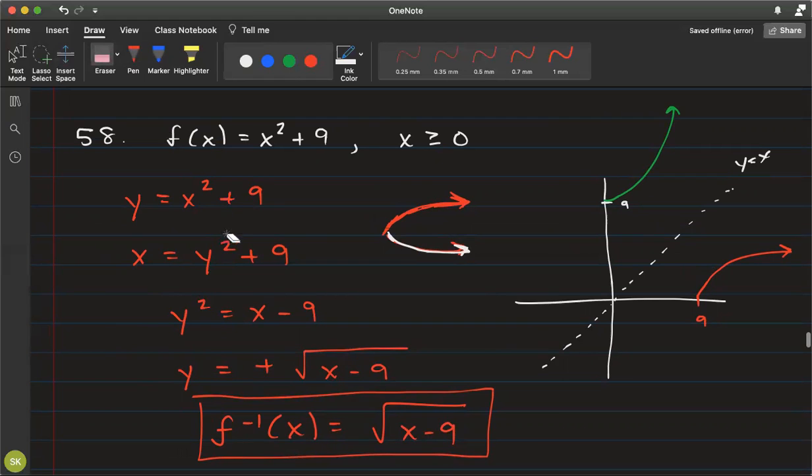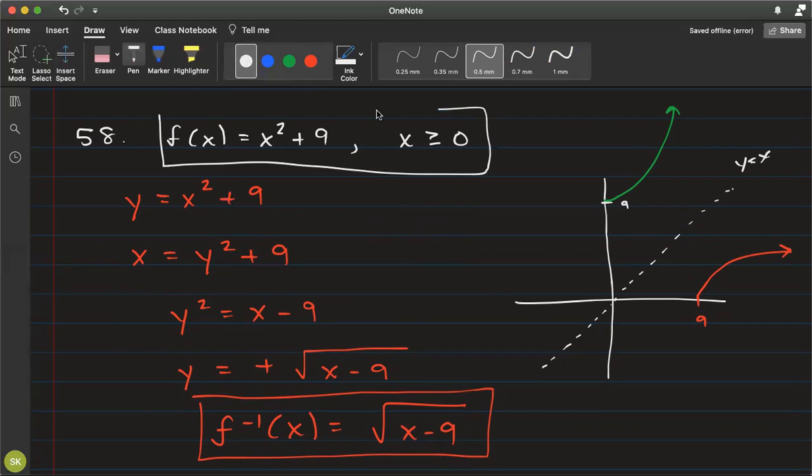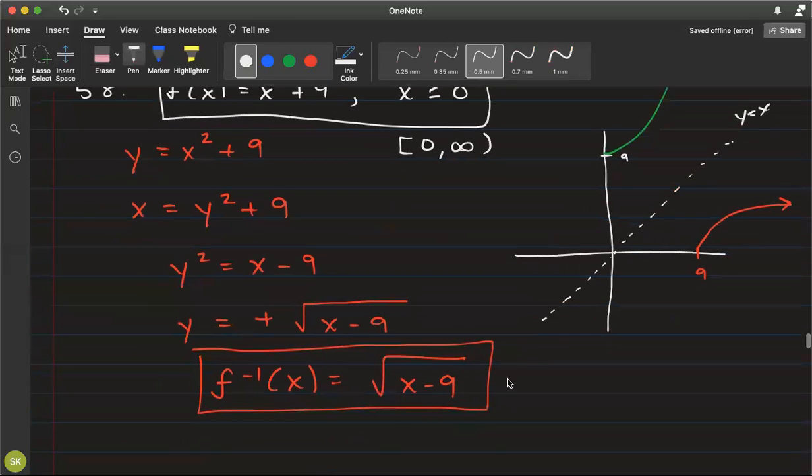And now let's talk about the domain and the range of both of these functions. Now, we were told in the very beginning that the domain of this function is anything bigger than or equal to 0, and we can see that here in the graph. That means that the range of this function is going to be 0 to infinity, because remember, this function's domain is the inverse's range.